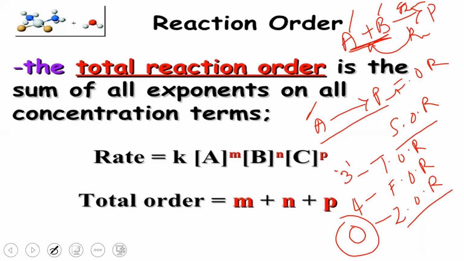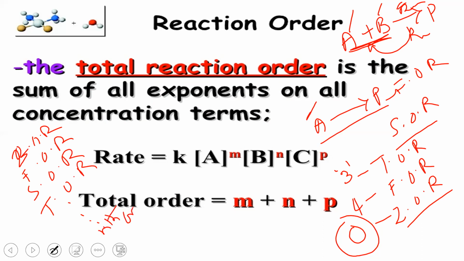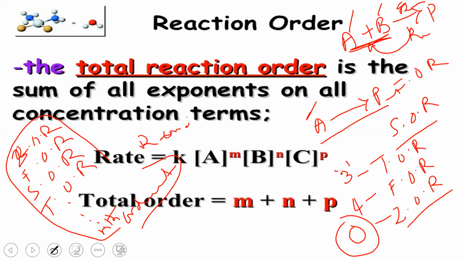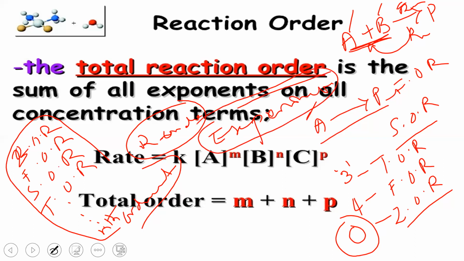So how many types of reactions are there? Zero order reaction, first order reaction, second order reaction, third order reaction, and so like that, n order reactions. Here the order of the reaction is only determined experimentally. Remember this one: only experimentally can we find out the order of the reaction. So this is about the order of the reaction.